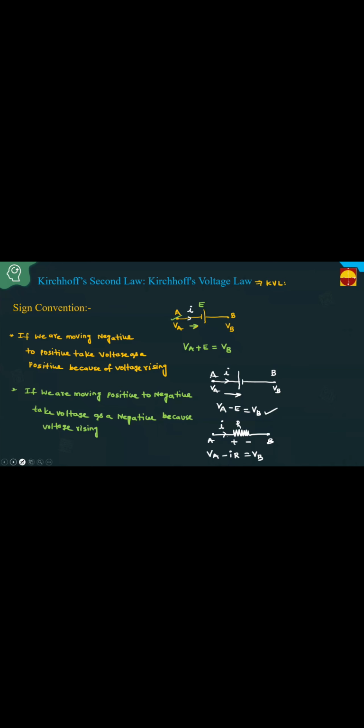See, for example, if it is given like this, sign convention is important. This one resistor, this one battery is given. This is A, this is B. Let this be the current direction. We are moving like this, in the direction of the current only. If the current enters here, this is plus, this is minus, this is R. We are moving like this. It's VA minus IR. Let this be E, positive to negative, minus E is equal to VB. We are moving positive to negative, take negative; negative to positive, take positive.